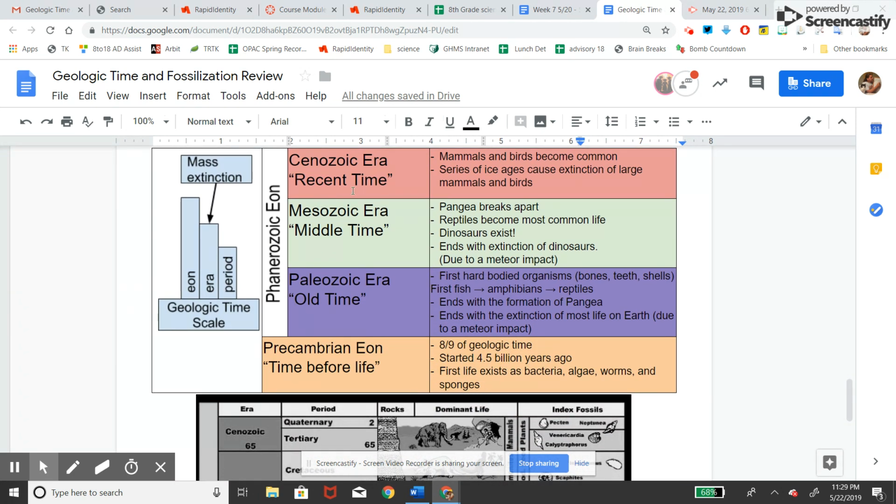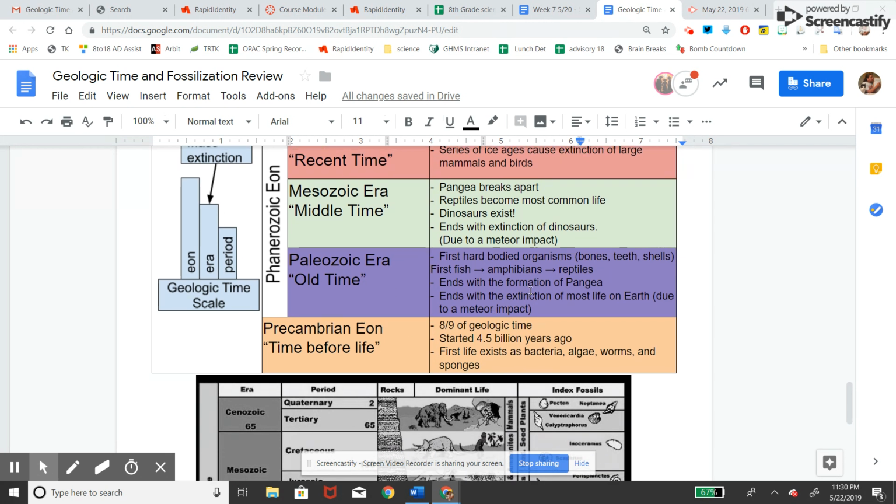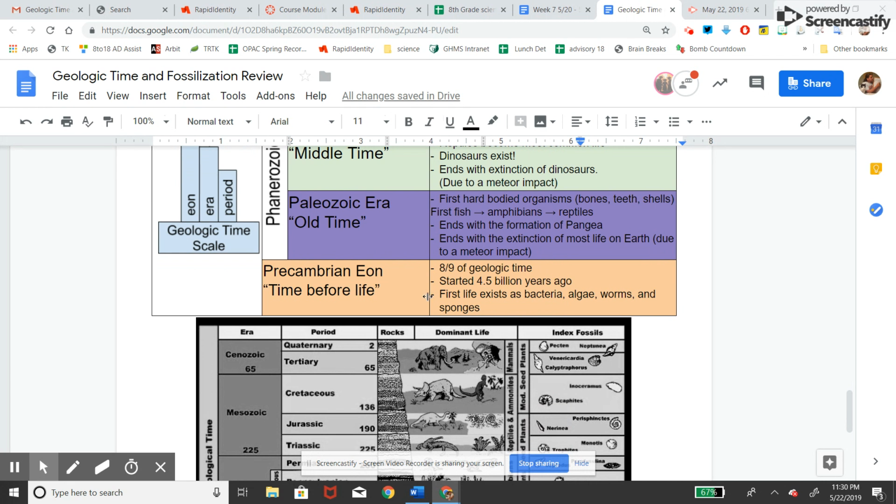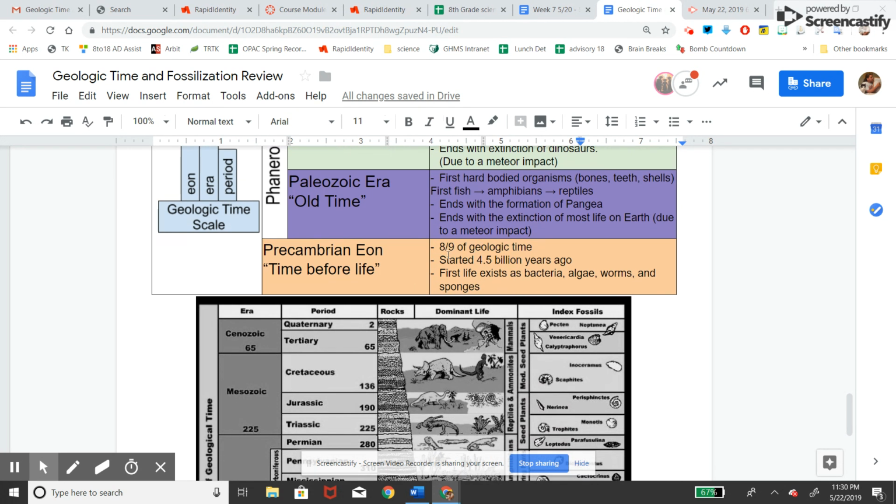All right, the Recent time is the smallest time. Mammals and birds become common here. Reptiles are most common during the Mesozoic era. Dinosaurs exist then, and it ends with the extinction of the dinosaurs due to a meteor impact, as far as I know. The Paleozoic era is the first time we had hard-bodied organisms with bones, teeth, and shells. It ends with an extinction, and most of life is gone. Precambrian is 8/9 of geologic time, so 88% of all time existed in the Precambrian. First life exists as bacteria, algae, worms, and sponges.